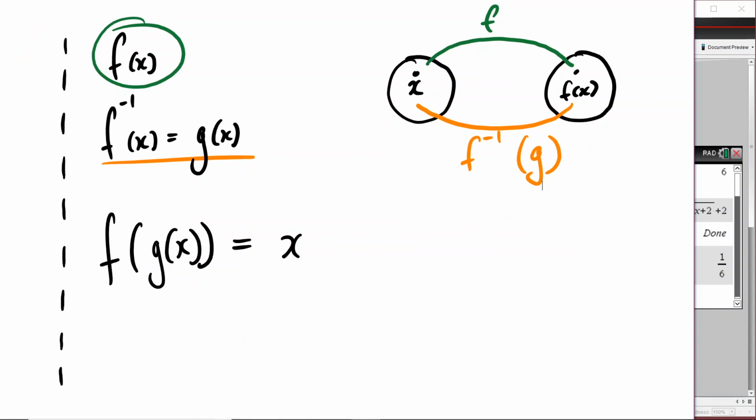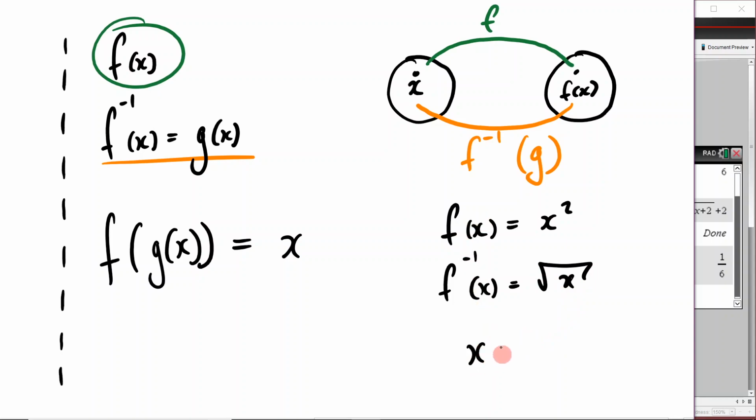Let me prove it to you another way. If I said f of x is equal to x squared, and therefore the inverse is going to be the square root of x, and now I took f, x squared, and I put my inverse inside of it, what am I going to get out? I'm going to get x out. So that's just kind of what an inverse is.